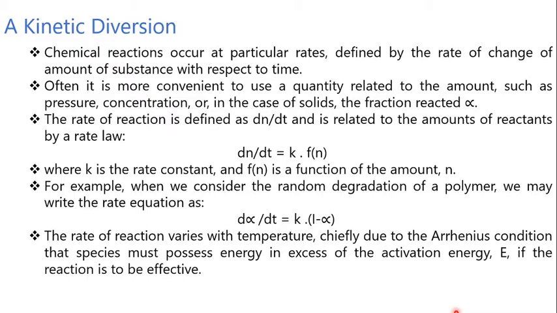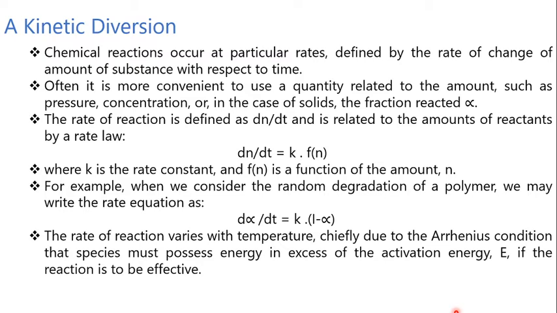Then next is kinetic divergence. Chemical reactions occur at particular rates defined by the rate of change of amount of substance with respect to time. Often it is more convenient to use a quantity related to the amount such as the pressure, concentration, or in case of solids, the fraction alpha. The rate of reaction is defined as dN by dt and is related to the amounts of reactants by the rate law. Means, N being the amount of reactant that will be consumed with respect to time, dN by dt equals k times f of n, where k is the rate constant and f of n is the function of amount, that is n.